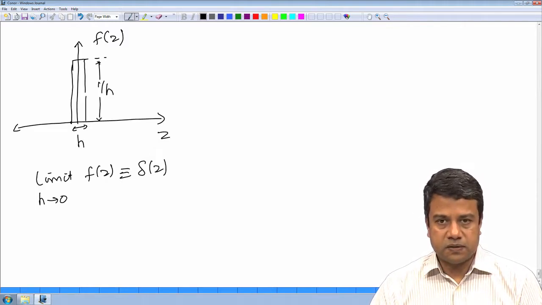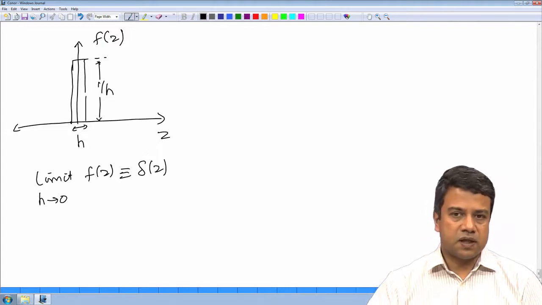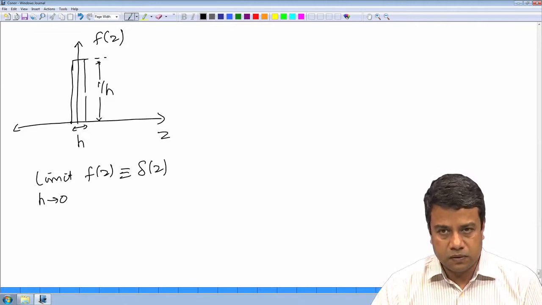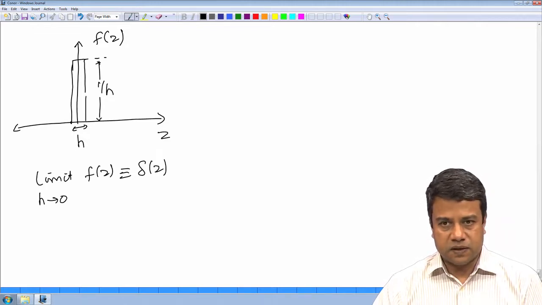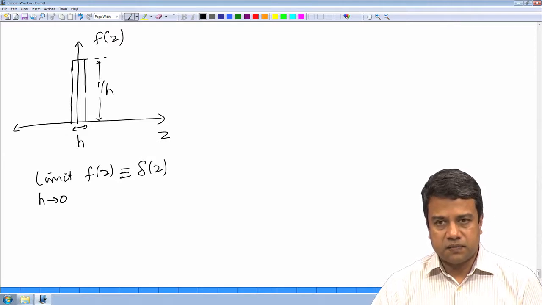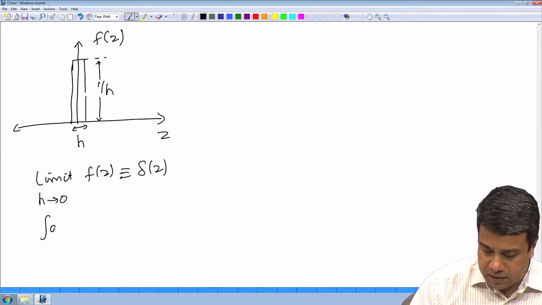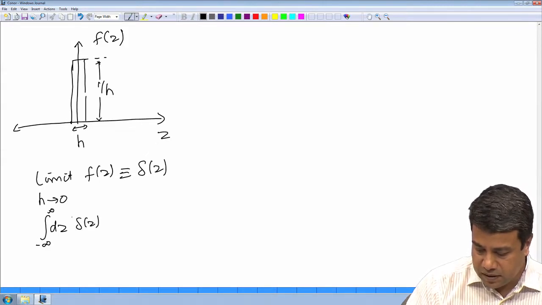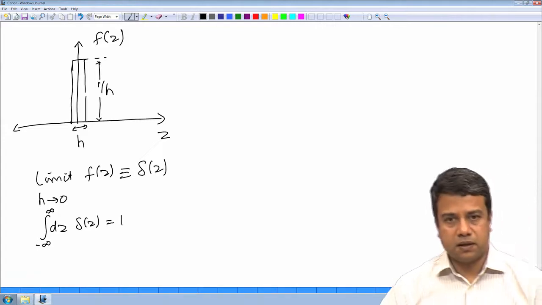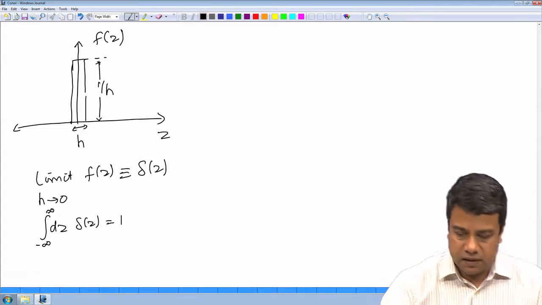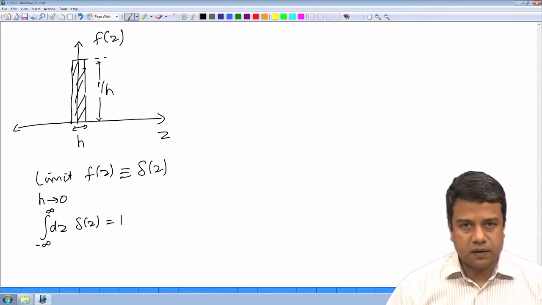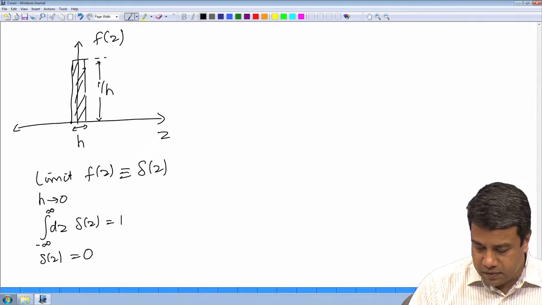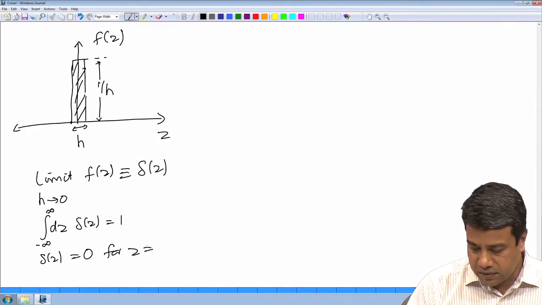As you take the limit of h going to 0, the width goes to 0, the height goes to infinity, in such a way that the product of the two is equal to 1. So, that is a delta function. Since the product of the two is equal to 1, the integral dz delta of z from minus infinity to infinity is equal to 1. The area under the curve is equal to 1. However, delta of z is equal to 0 for z not equal to 0.